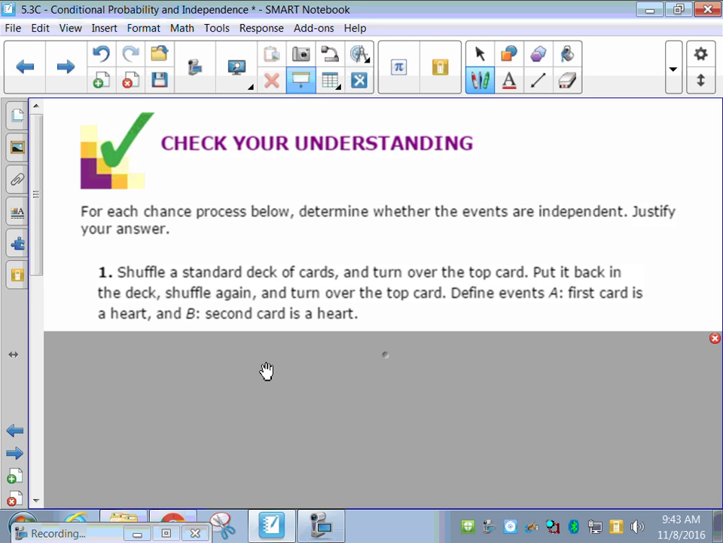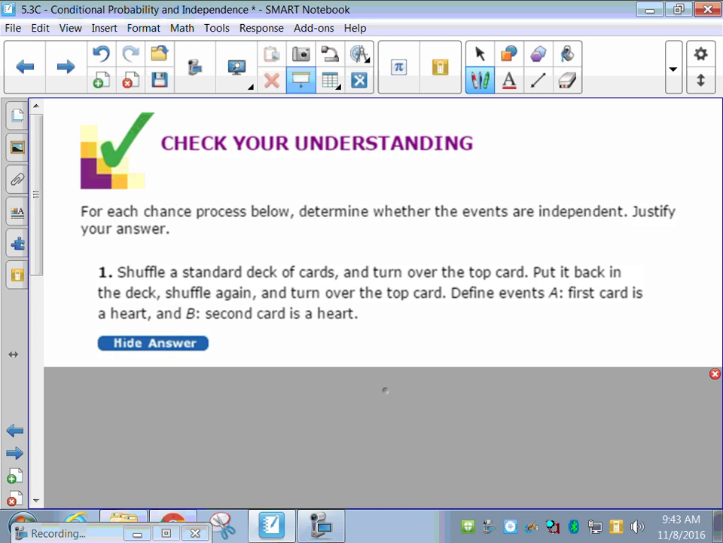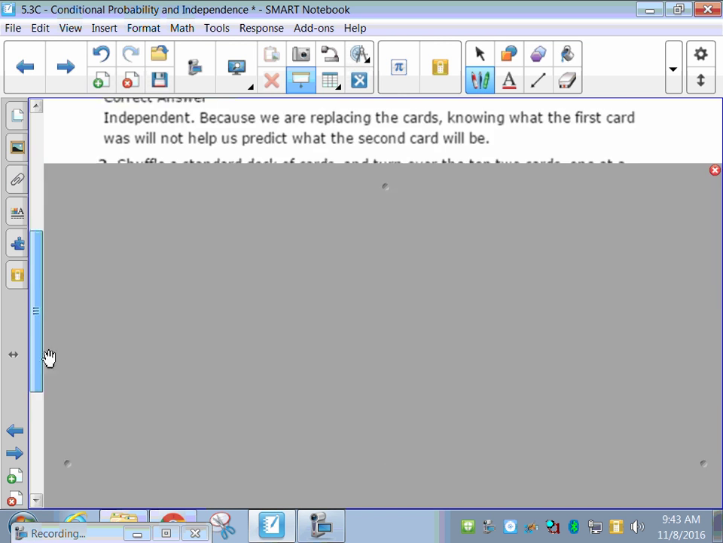So let's do a couple problems. Shuffle a deck of cards and turn over the top card. Put it back in the deck, shuffle again, and turn over the top card. Define events. A, first card is a heart. B, second card is a heart. Where's the question? Oh, you have to say dependent or independent. What do you guys think? Okay, why? Because it has replacement, so does the first draw affect the second draw? No. Okay. So independent, good job.